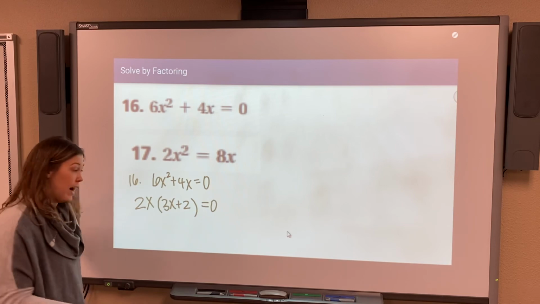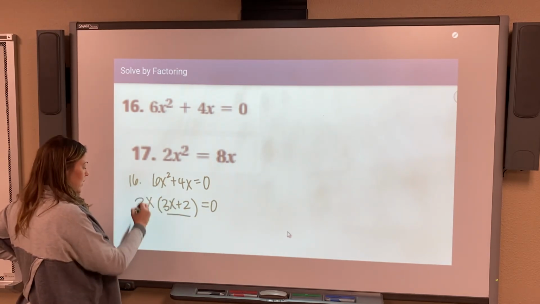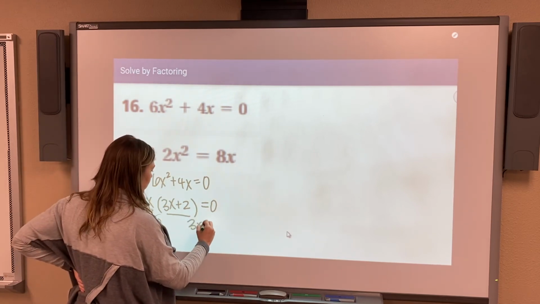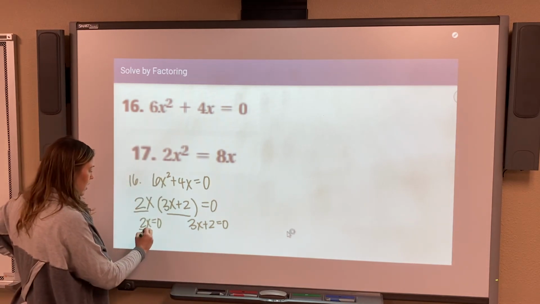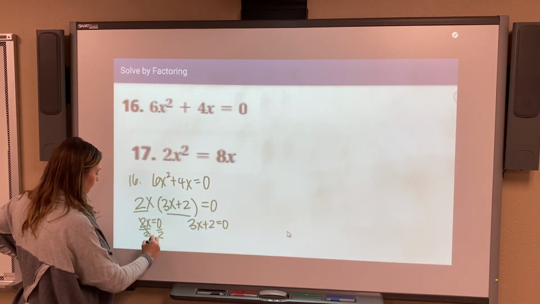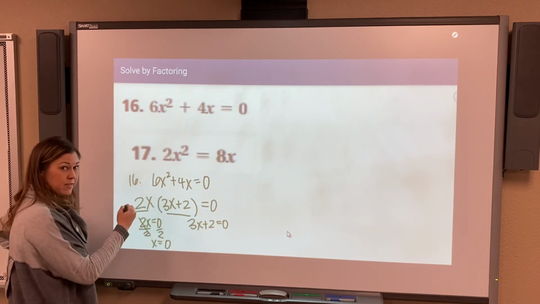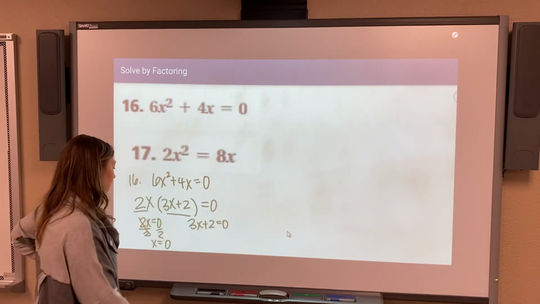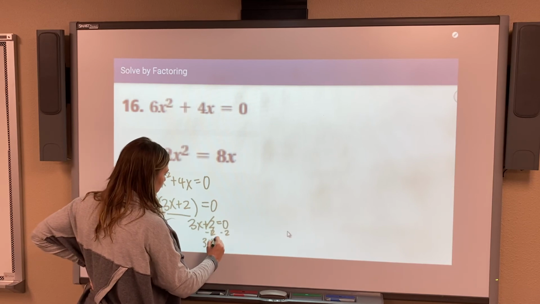Okay, so we're done factoring. We have our two factors. This is what tricks kids all the time. We still say 2x equals 0, and we still say 3x plus 2 equals 0, and we're still solving for x. Here, we divide by 2, so x equals 0 divided by 2, which is 0. Anytime you factor out an x variable, your zero is always going to be 0. Here, if we subtract 2, 3x is equal to negative 2.